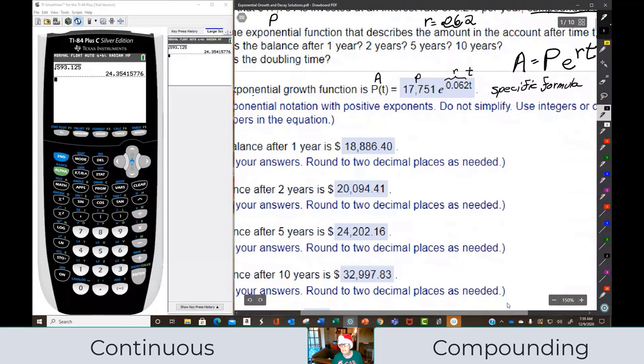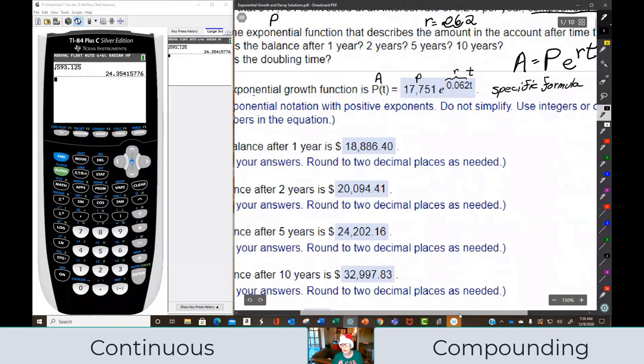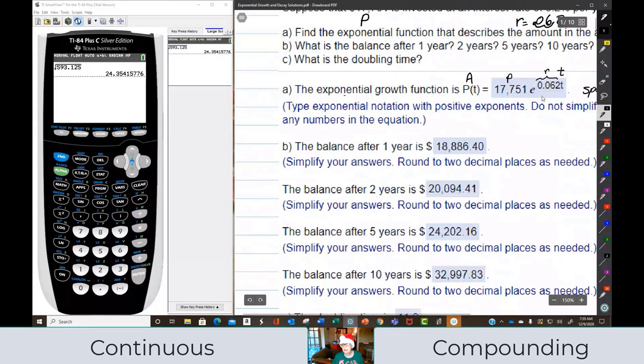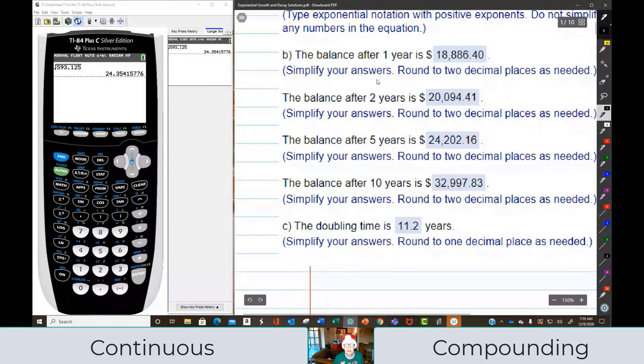Okay, so A is just a matter of filling the information from the story into the formula. So this is our specific formula, and we are going to calculate B, all of the B's. This is B1. A good way to think of this: this is question B1 and question B2 and question B3 and question B4. These are all parts of B. And then C is something else called doubling time. So we'll talk about that also.